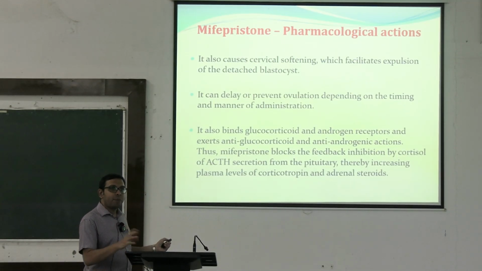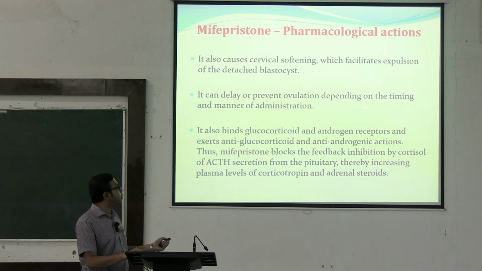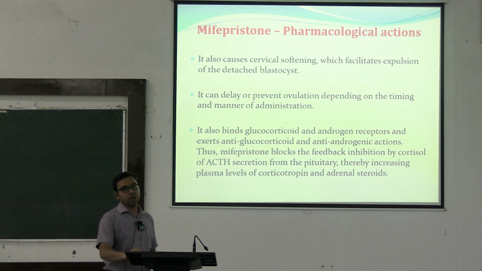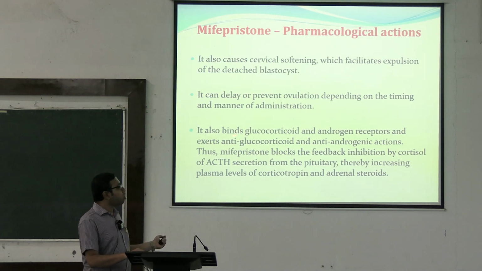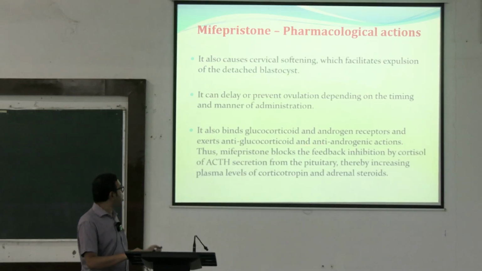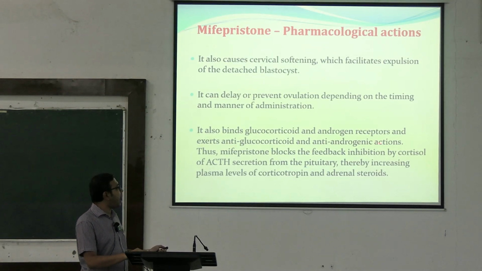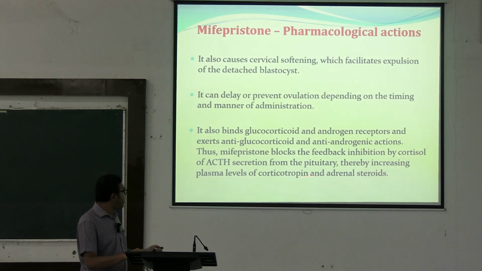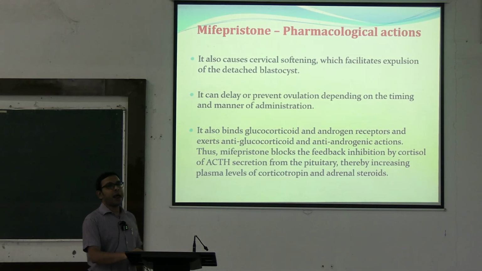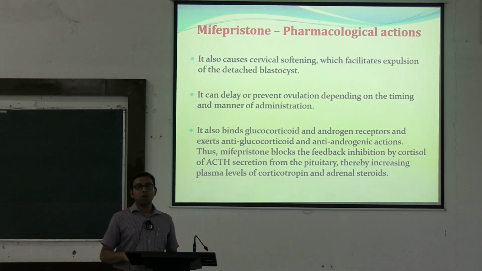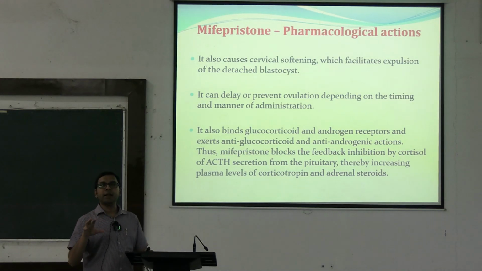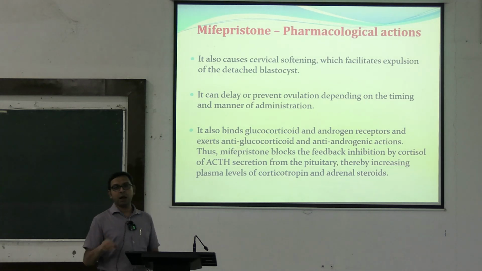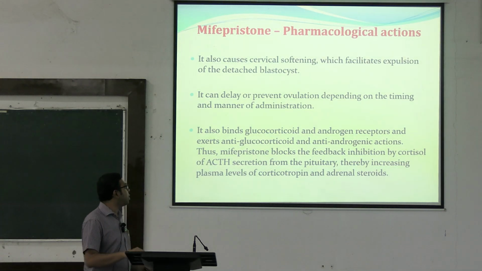Apart from this, it can also delay or prevent ovulation depending on the timing and the manner of administration. It also binds glucocorticoid and androgen receptors and exerts anti-glucocorticoid and anti-androgenic actions. Thus, mifepristone blocks the feedback inhibition by cortisol on ACTH secretion from the pituitary. So, it increases the plasma levels of corticotropin and adrenal steroids also. So, this is how the abortifacient action of mifepristone happens. These are the steps by which it happens.